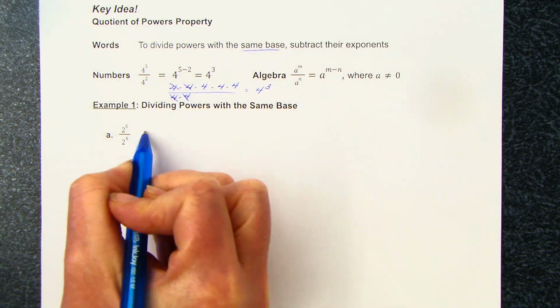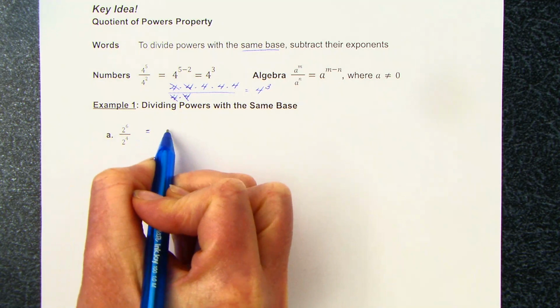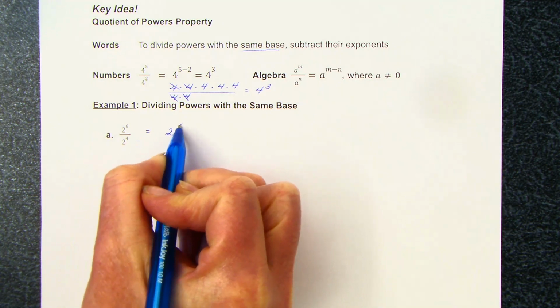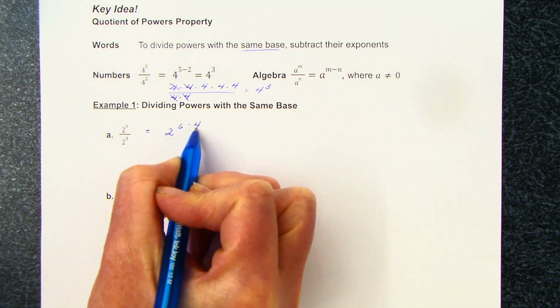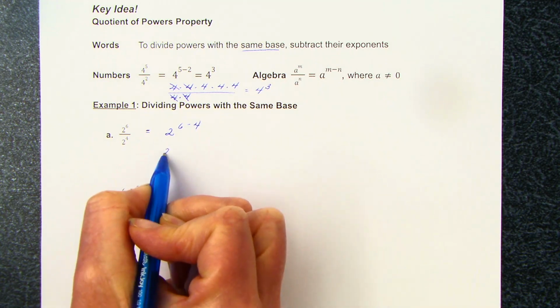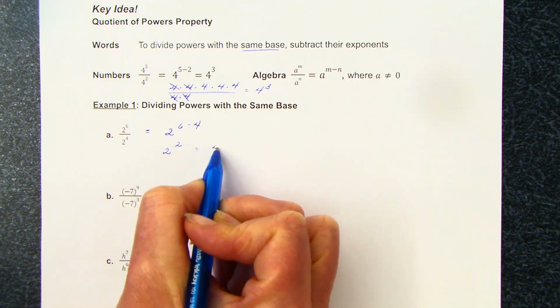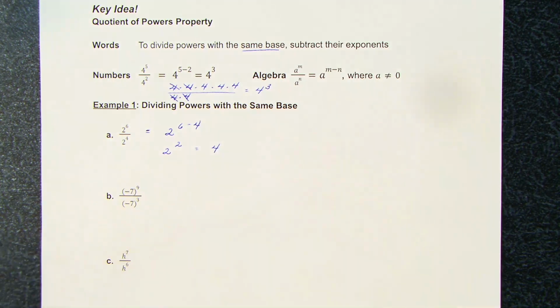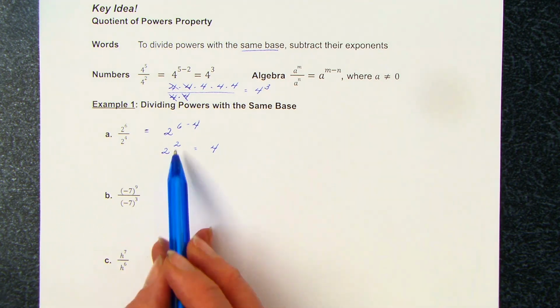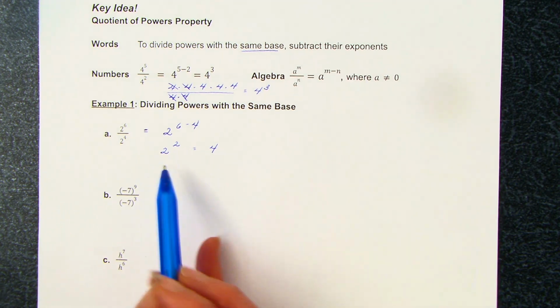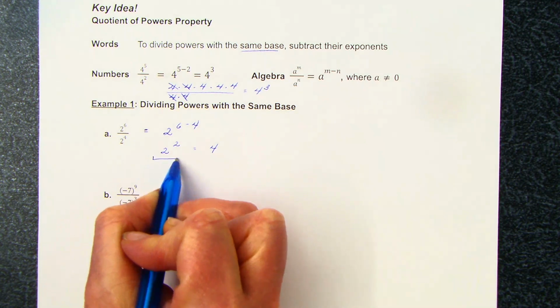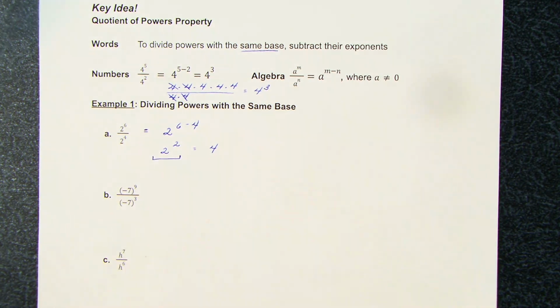Using my quotient of powers property, I can rewrite that as 2 to the 6 minus 4 power. That is 2 to the second power, which is equal to 4. Actually, I think for the purposes of this set of notes, we should leave it like this. We're going to leave it as a power rather than evaluating it, at least in this section.